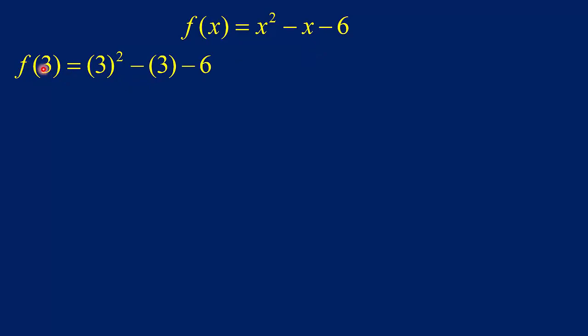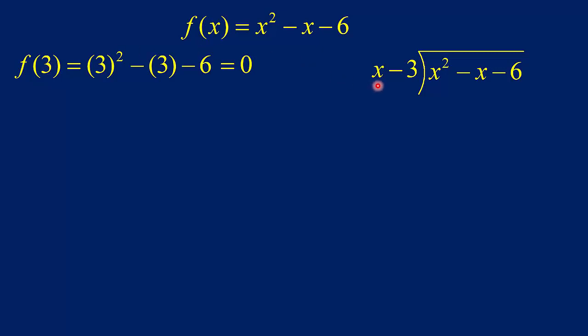We've got f of 3. Now notice, if I plug this in here, I've got 3 squared minus 3 minus 6. Well, that's going to give you 0. Now let's just take a minute and dig this. I plugged in a positive 3 here.